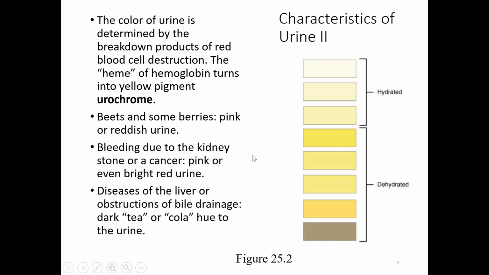If urine is pink, sometimes it's nothing to worry about. For example, when you consume some berries, and especially beets, it can change the color of urine. But if it's bleeding, if there is some blood in the urine, it can be a very serious symptom. Diseases of the liver can change the color of urine to dark, cola-like, and it also requires a doctor's attention.